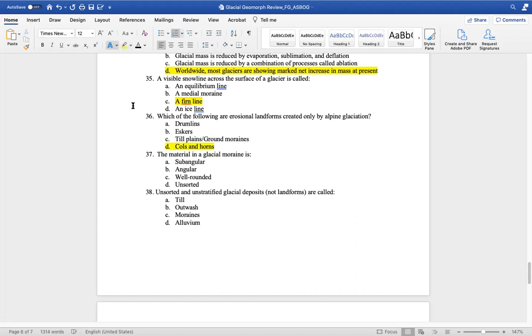The material in a glacial moraine is what? Well, we know that moraines are made up of till, and we discussed in detail earlier what till is. So till is not subangular, angular, or well-rounded. It is unsorted.